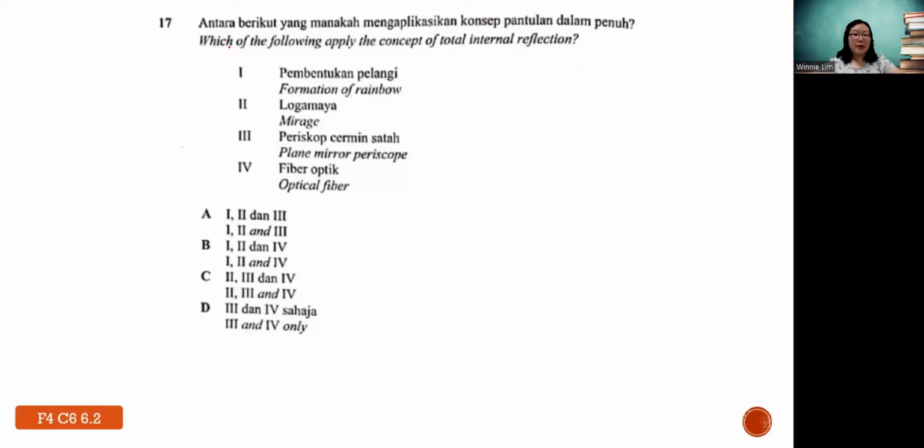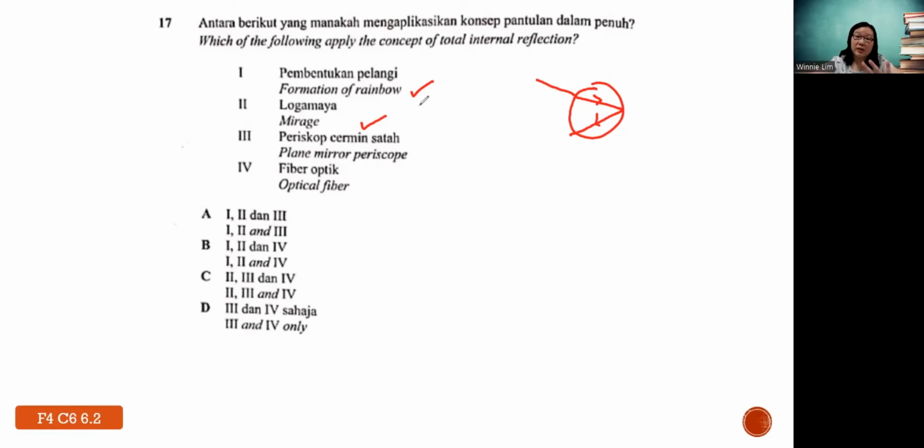Moving on to the light topic, this is under total internal reflection. Which of the following applies the concept of total internal reflection? Formation of rainbow. Yes, when the ray strikes, it will undergo refraction. Then at the back part of the water droplet, it will undergo total internal reflection. The simple idea regarding total internal reflection is the ray will reflect inside the medium. And then mirage. Again, mirage is a phenomenon whereby, a simple idea for you all, during a hot day, if you look at the road, it seems like there is a pool of water, but when you go near, the water is missing.